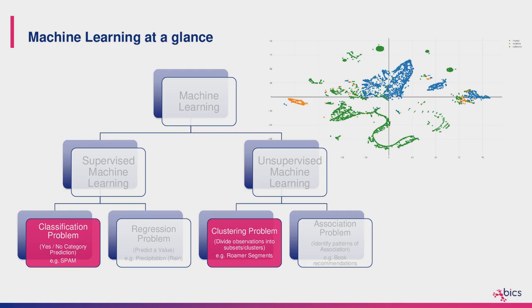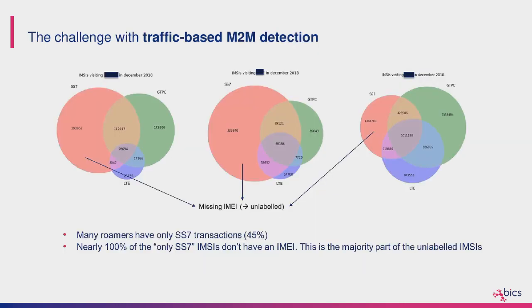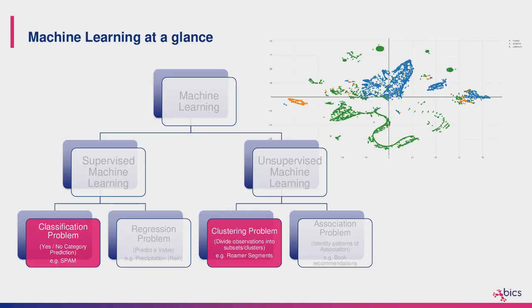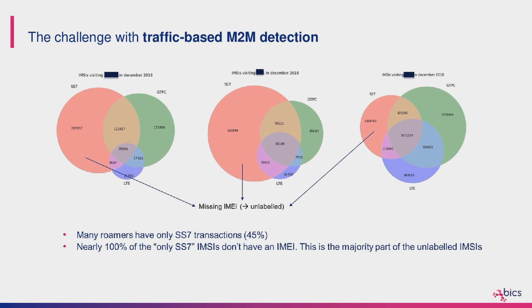So the trick here is we need to find out what are the common characteristics of SS7 signaling traffic that apply explicitly to machines versus what apply explicitly to humans. And if we can manage to find enough of those and train a model to find them in an automated way, then we can apply supervised machine learning, where we can start putting roamers into humans and machines. So yes, it's complicated, it's very tedious, but it's actually doable.